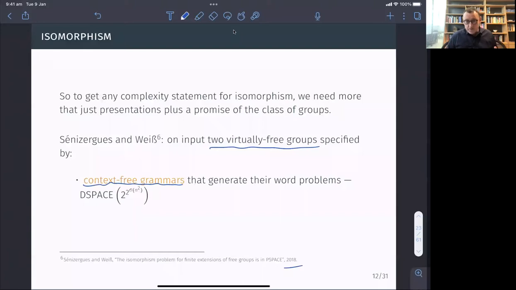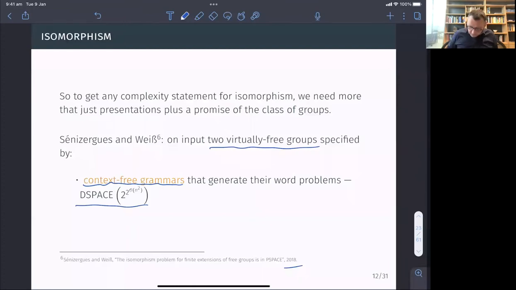Now, a well-known result is that a group is virtually free if and only if its word problem is context-free. So this is a reasonable finite description to give for a virtually free group. And it turns out that Senegers and Weiss prove that if that's the input, then they can decide isomorphism within deterministic space 2 to the 2 to the n squared, which is pretty big. It's a doubly exponential space.